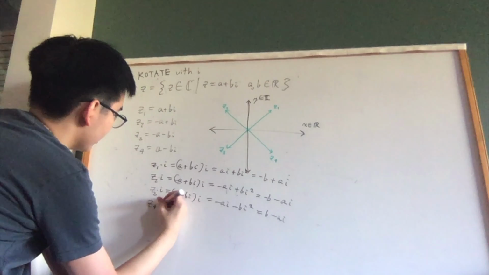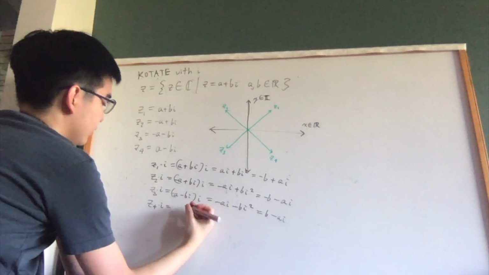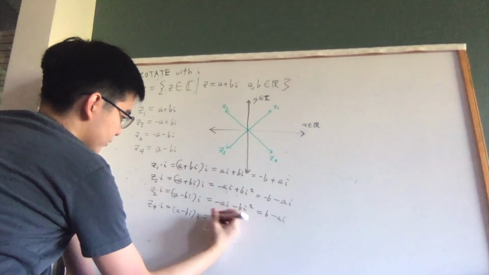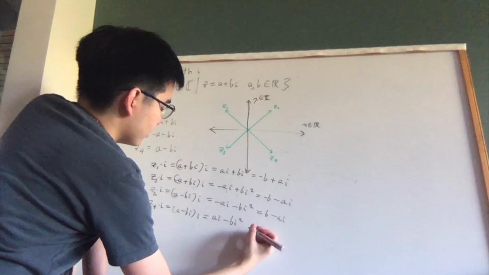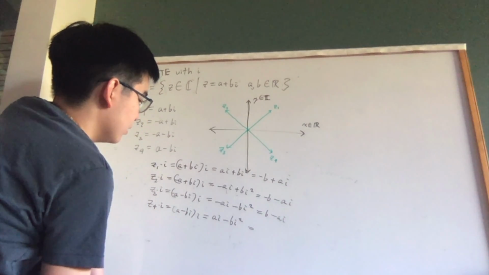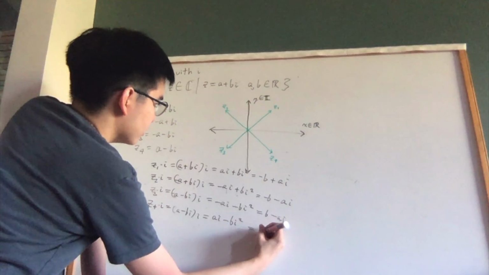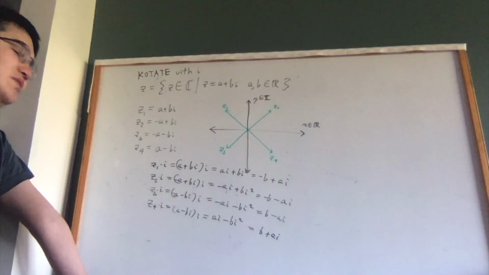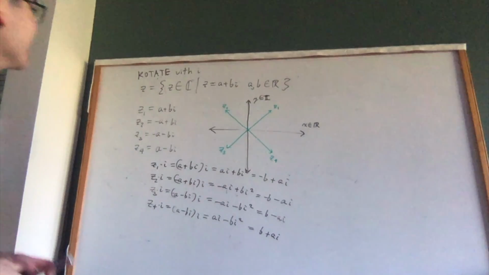Finally z4 times i: a minus bi times i, I get ai minus bi squared. So that just becomes, see, i squared is -1, so I just get b plus ai. Boom, right back where we started. First quadrant, cyclic group of order 4, baby. And yep, that's all it's done.